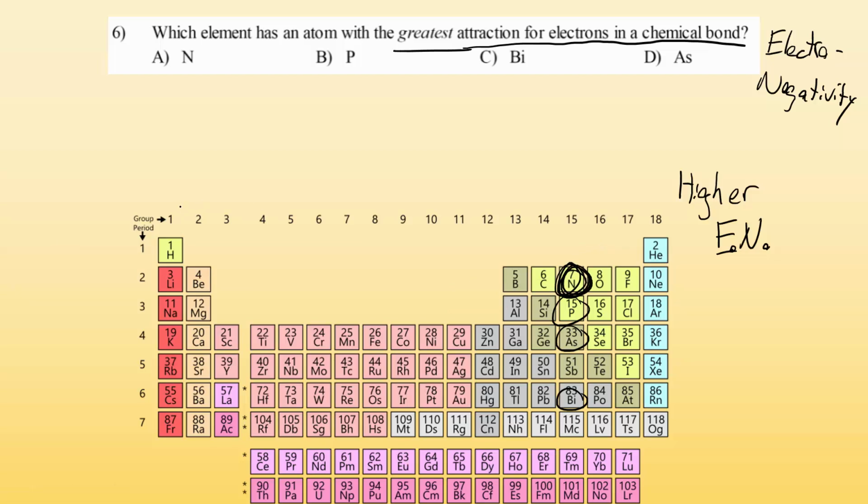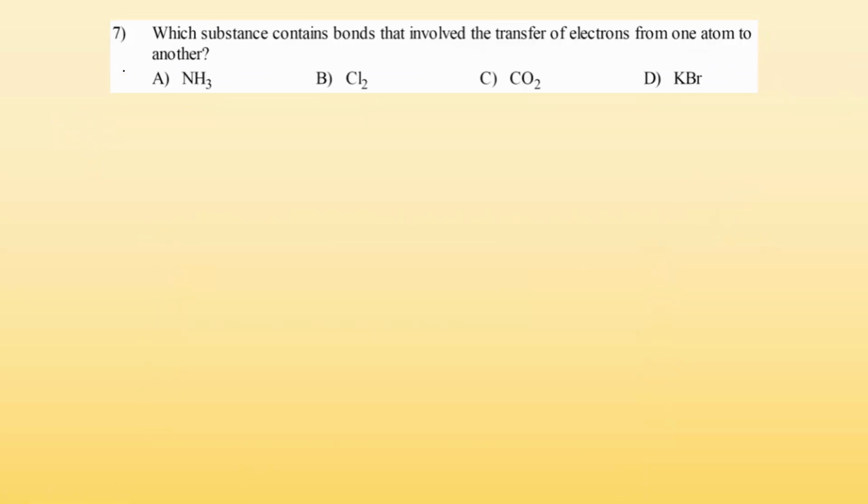Or if you want to be safe, you can always just look it up. You go to table S on your reference table, and you go, hey, look up these values. So nitrogen says it's 3.0, phosphorus is 2.2. I look up bismuth, it's 1.9, and astatine is 2.2. So which one has the greatest electronegativity? Choice A.